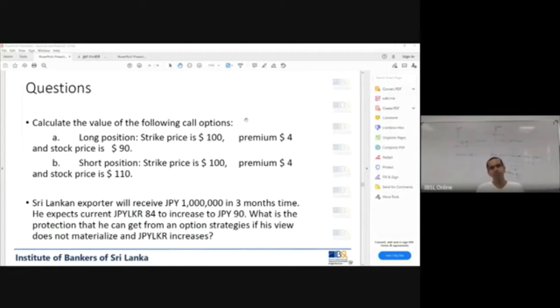So if this guy buys a put option on the yen rupee with a strike price of 75, it means the lowest he will be selling yen is 75. It can be higher than that. He will also benefit if the market goes up.